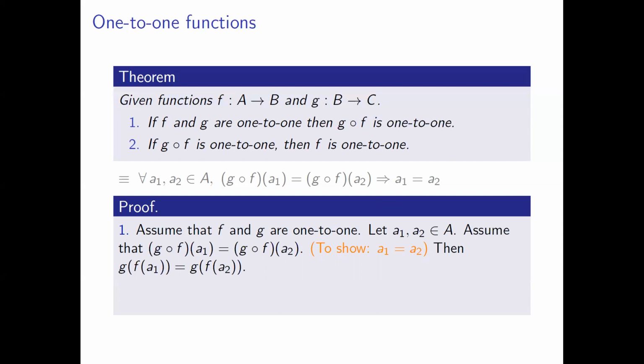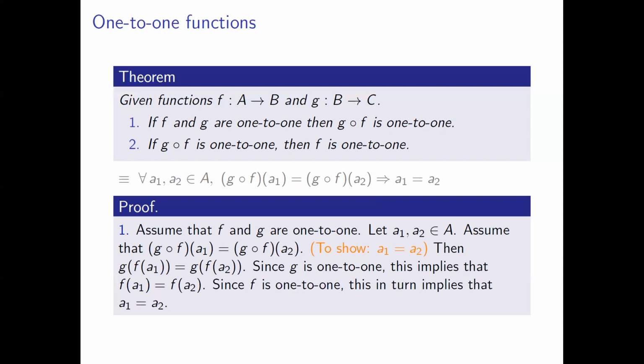Recall that gf of a1 equals g of f of a1, and gf of a2 equals g of f of a2. So the previous equation becomes g of f of a1 equals g of f of a2. Since g is 1 to 1, this implies that f of a1 equals f of a2. And since f is 1 to 1, this in turn implies that a1 equals a2. Therefore, the composite function gf is 1 to 1, which proves statement 1.